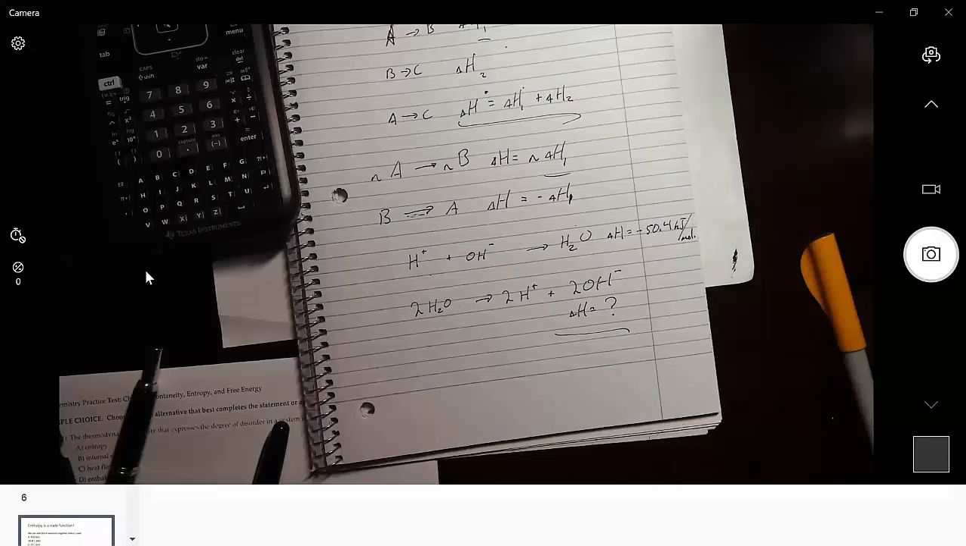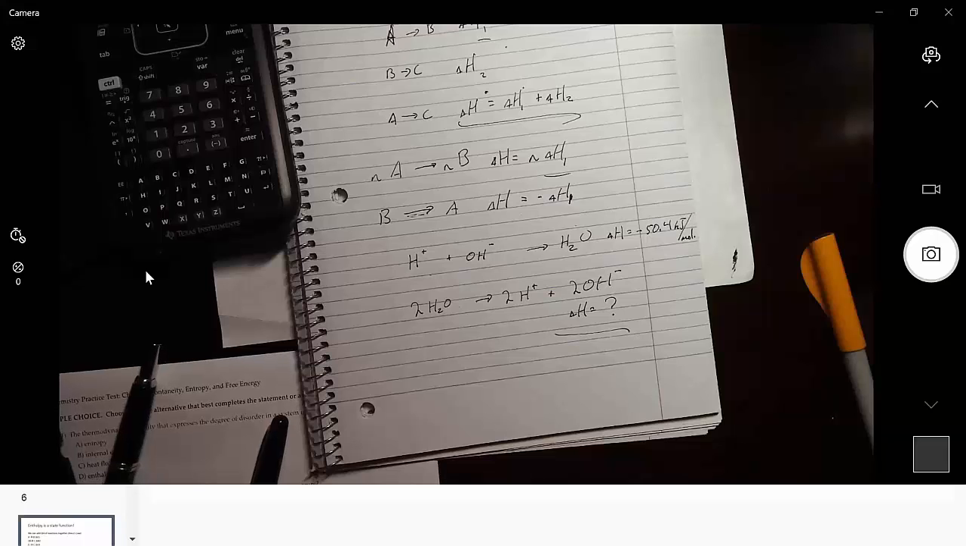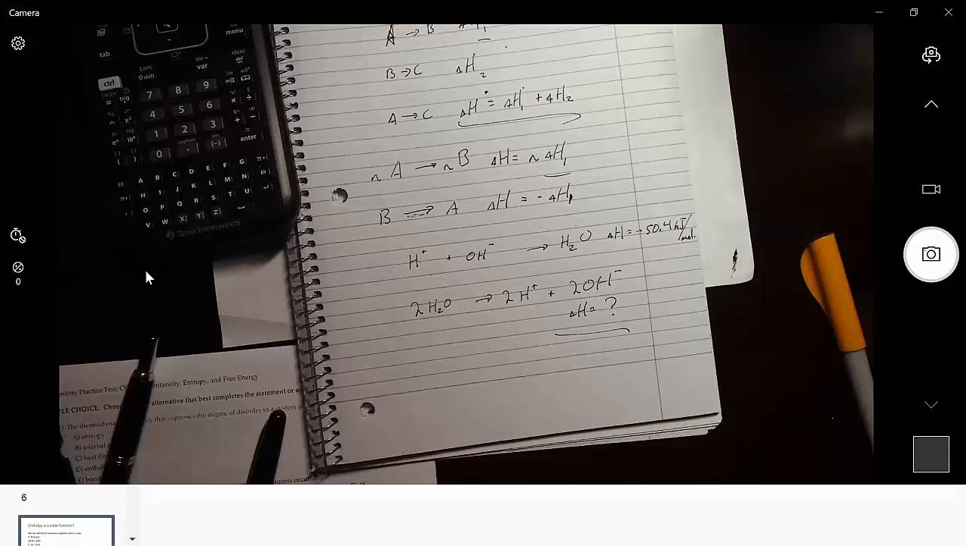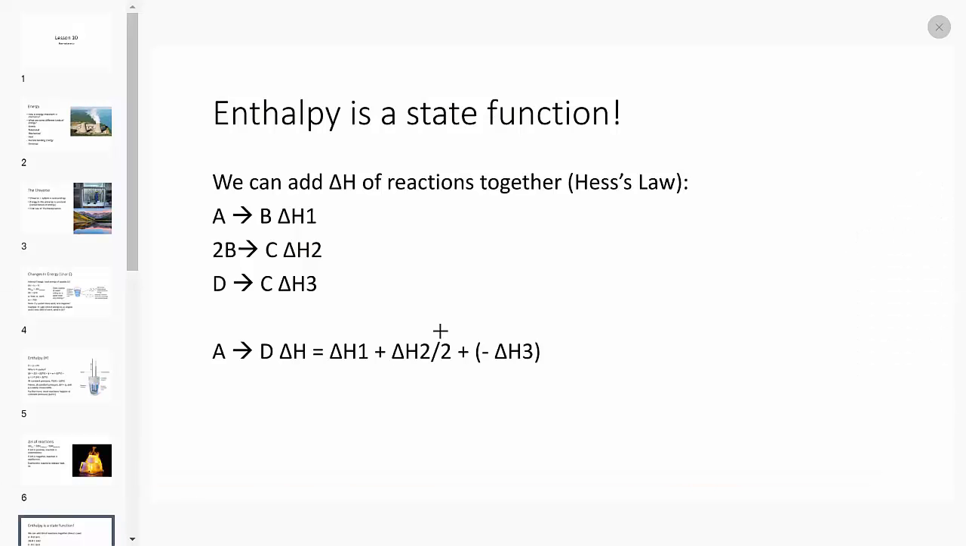Seeing how to add these reactions together to get the right reaction takes some time. So just practice, I guess.